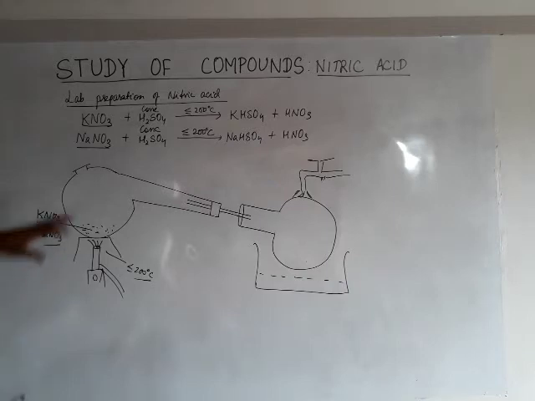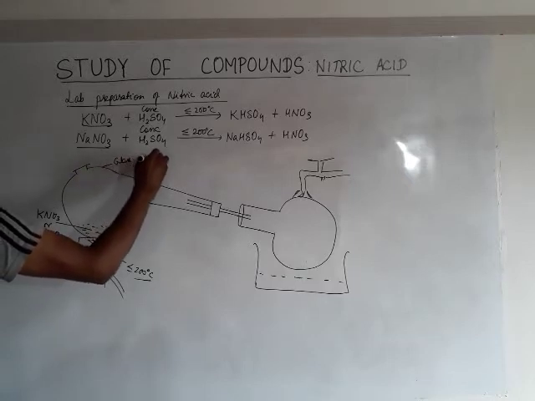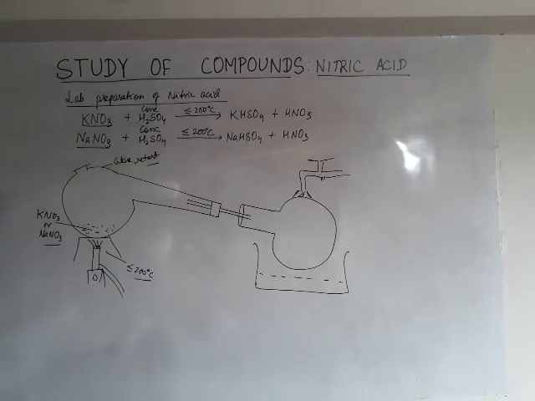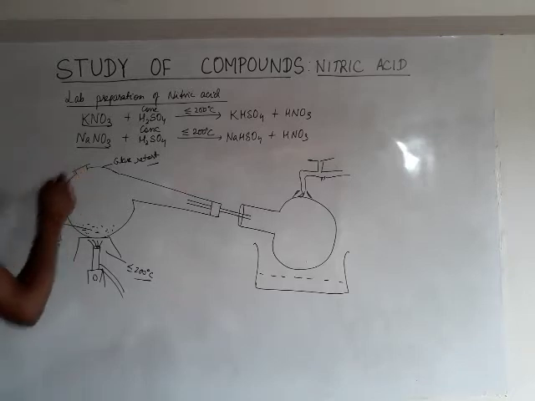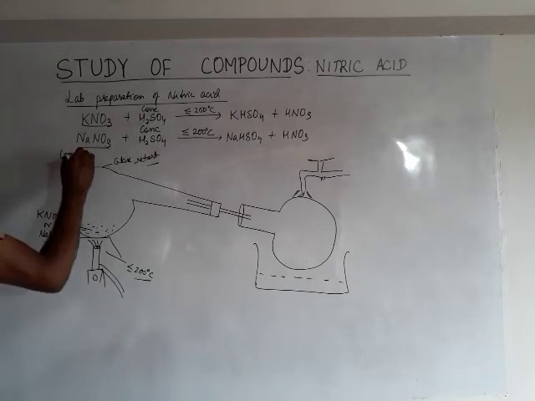Now, if you look at the diagram over here, in the diagram there is a glass retort. In this glass retort we have placed either potassium nitrate or sodium nitrate at the bottom. From this opening over here, we add concentrated sulfuric acid.